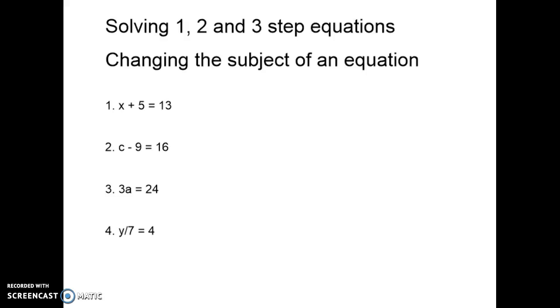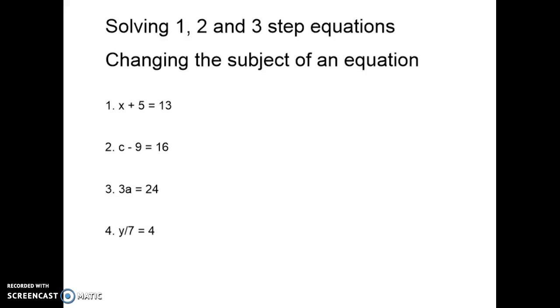This video is going to cover solving 1, 2 and 3 step linear equations. It's also going to look at changing the subject of an equation. The equation solving part of this covers GCSE grades E for the 1 step ones and grade D for the 2 and 3 step ones, stretches up to about the bottom of grade C.